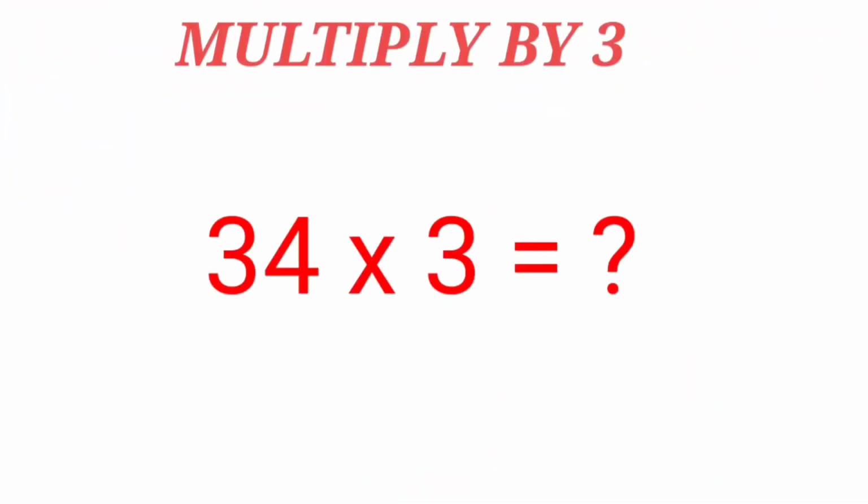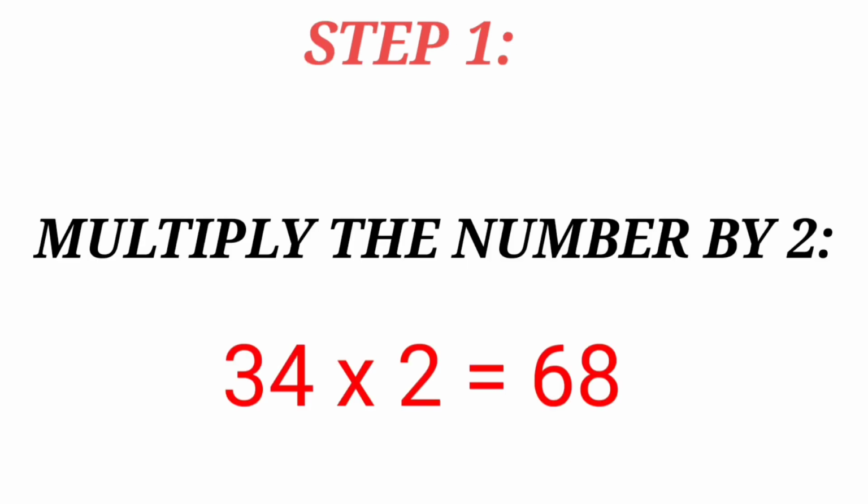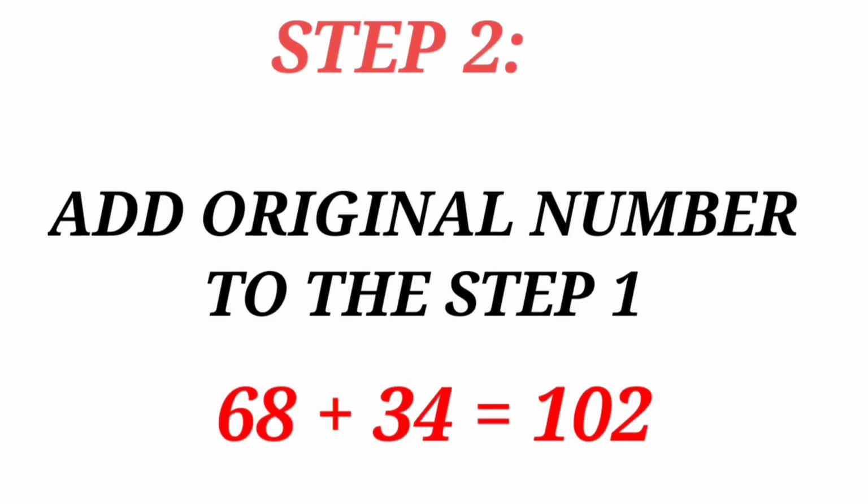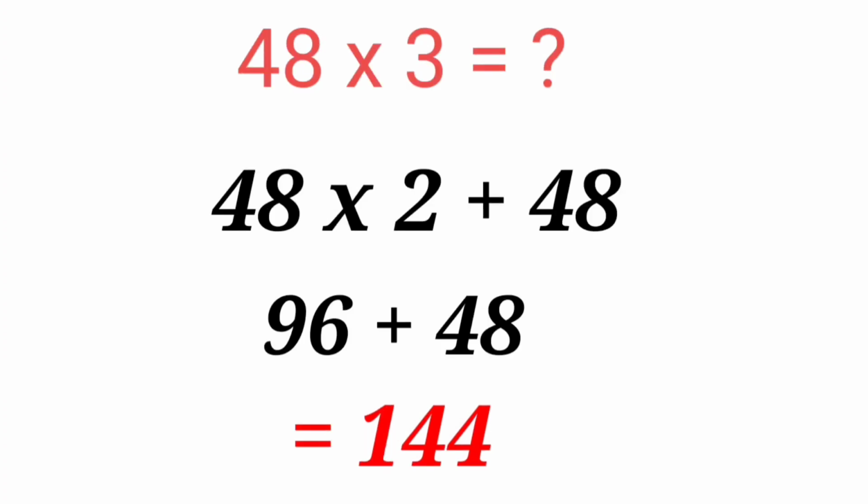Method 4. Now let's see how to multiply any number by 3. For example, 34 multiplied by 3. Step 1 is, multiply the number by 2. So 34 multiplied by 2 is 68. Step 2 is, add the original number to the result of step 1. So 68 plus 34 will become 102. Here is another example of this method. Follow these same steps and you will get the answer in just some seconds.